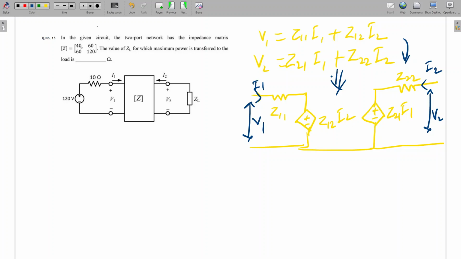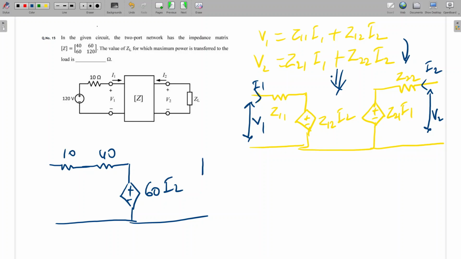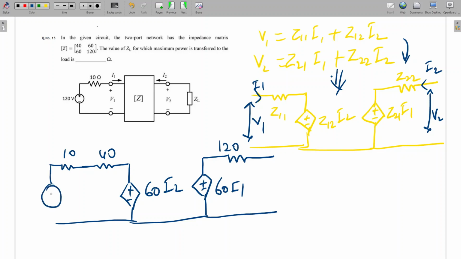So Z11 is 40, already given there, so here I can write 40, and previously 10 is there, so here it will be 10. And what will be here? Plus minus. What is Z21? It will be 60 I2, and here it will be plus minus 60 I1, and this resistance will be Z22, so it will be 120. Okay, and here a 120 volt source is given.